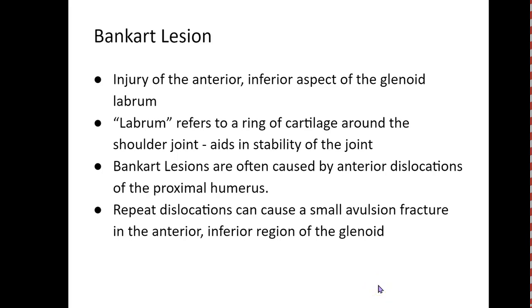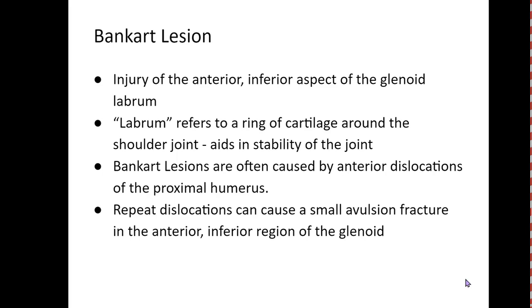Next, the Bankart lesion. So the Bankart lesion is an injury of the anterior inferior aspect of the glenoid labrum. Okay, well, what is a labrum? Well, a labrum refers to a ring of cartilage around the shoulder joint that aids in stability of that joint. Because remember, the shoulder joint is very mobile, but as a result, not very stable.